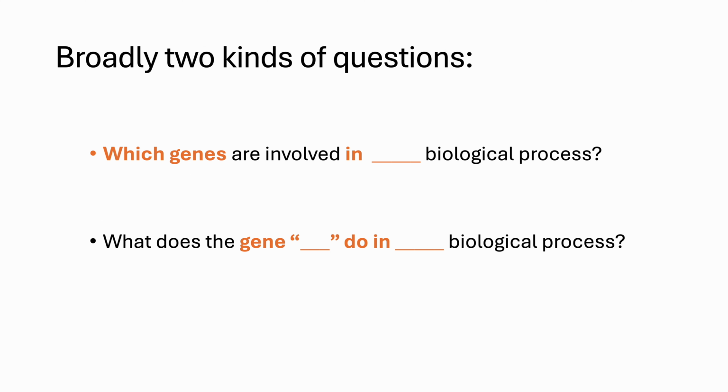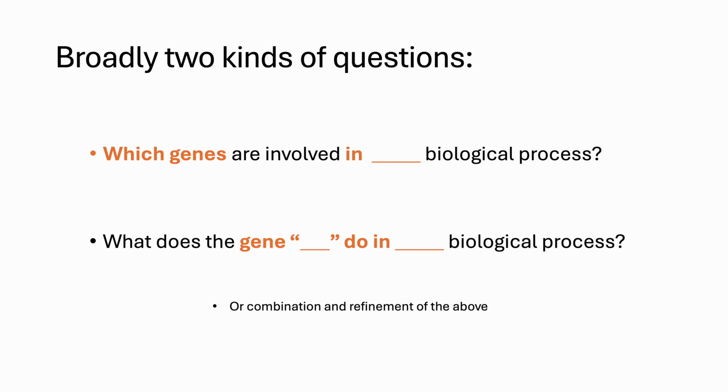So there are broadly two ways of framing questions in Drosophila. You can either ask which genes are involved in a specific biological process of interest, or you can ask what does a specific gene do in a specific biological process, or you might just want to know what the gene does everywhere. So it is important to start with a well-defined question. You can use the methods available in Drosophila in a combination or refinement of these above questions.